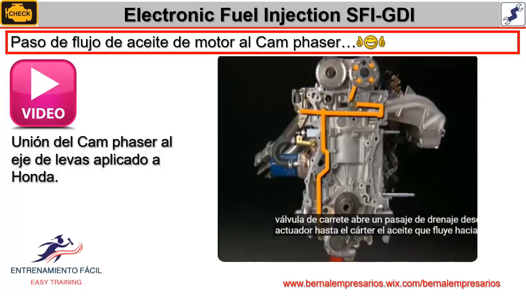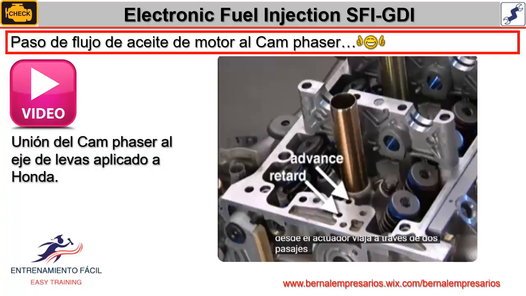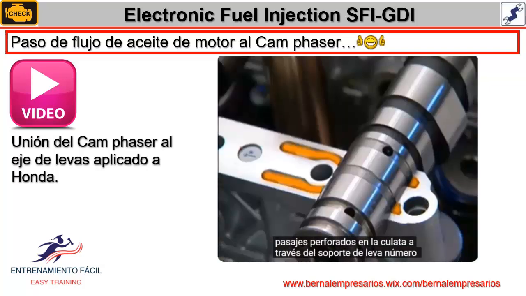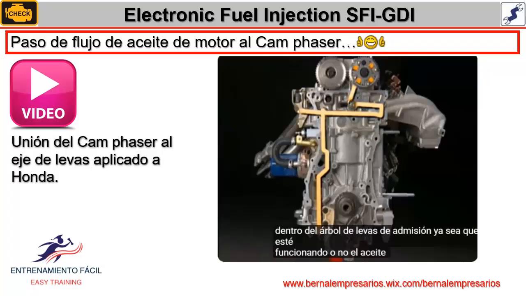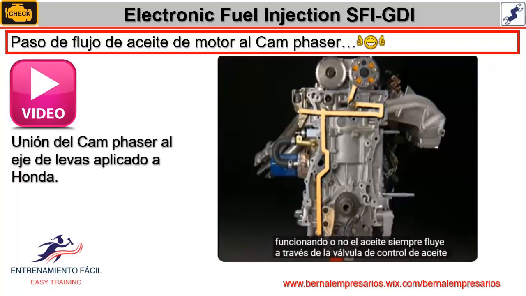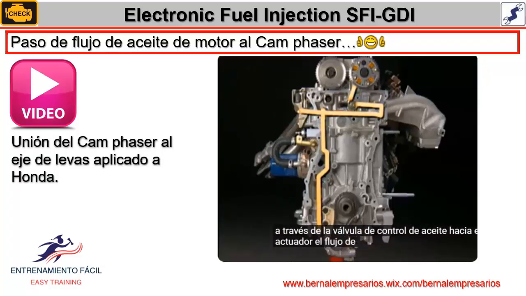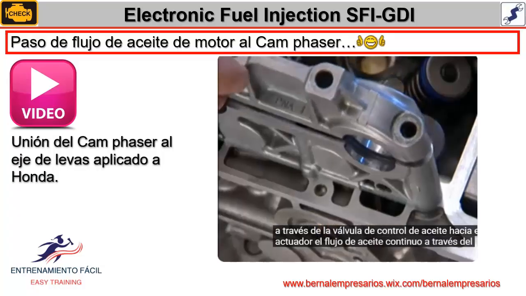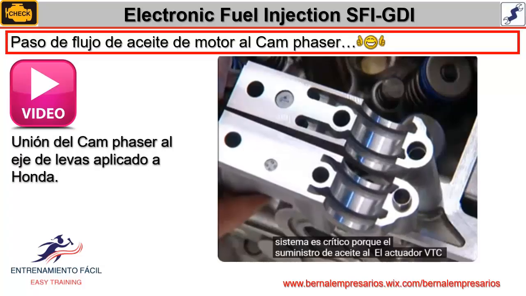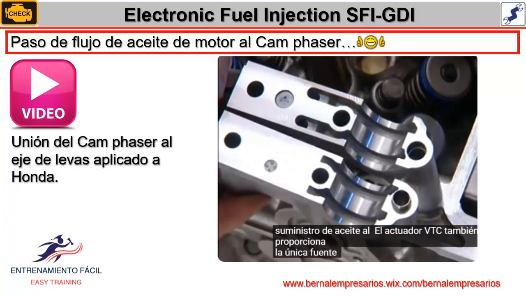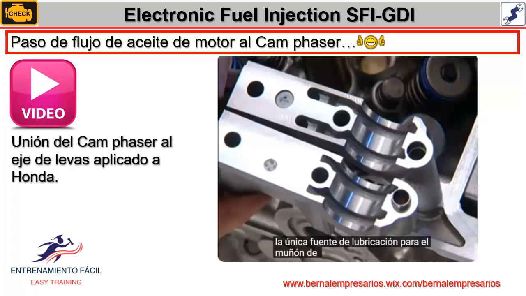Oil flowing to and from the actuator travels through two passages drilled in the cylinder head, through the number 1 cam holder, and into the intake camshaft. Whether VTC is operating or not, oil is always flowing through the oil control valve to the actuator. Continuous oil flow through the system is critical because the oil supplied to the VTC actuator also provides the sole source of lubrication for the number 1 intake cam journal.